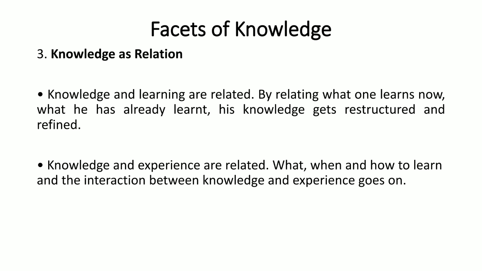Third is knowledge as a relation. Knowledge and learning are related by relating what one learns now to what one has already learned. So his knowledge gets restructured and refined. Sometimes, when we learn something new, the old knowledge gets refined and restructured when the new knowledge is added to it. Knowledge and experience are also related: what, when, and how to learn, and the interaction between knowledge and experience goes on.